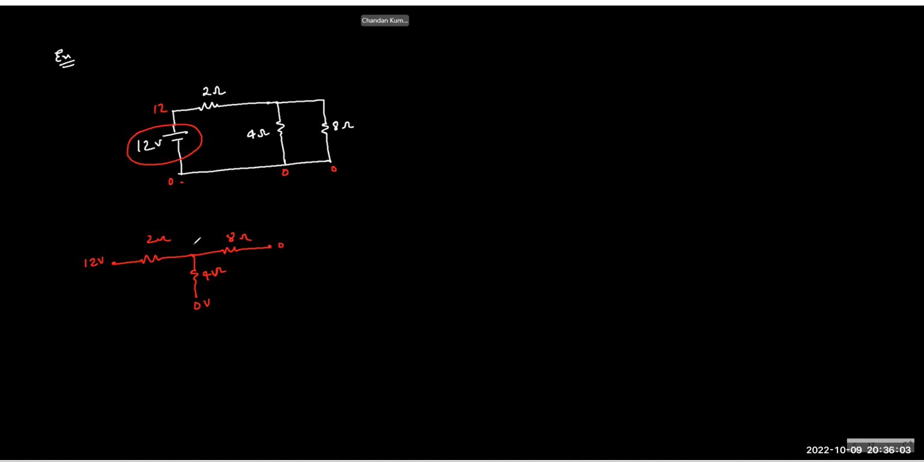Now let's say you want to find this voltage here. So this is V. And because we know the end values, can you find the V value? Junction rule. What is the formula? End value: 12 by 2, 0 by 8, 0 by 4. Is it clear? Yes.